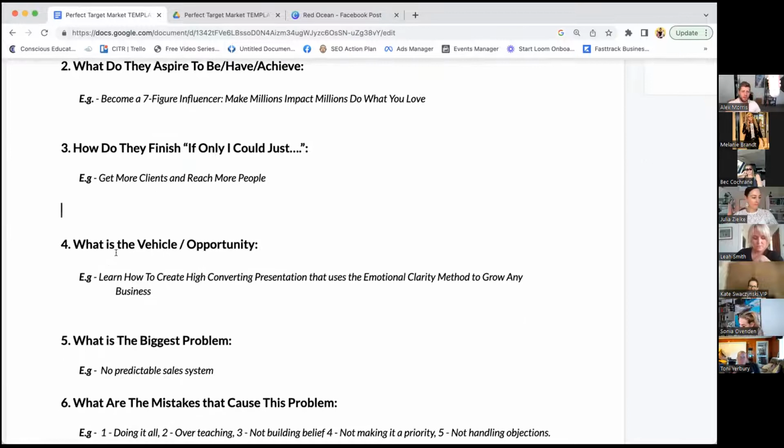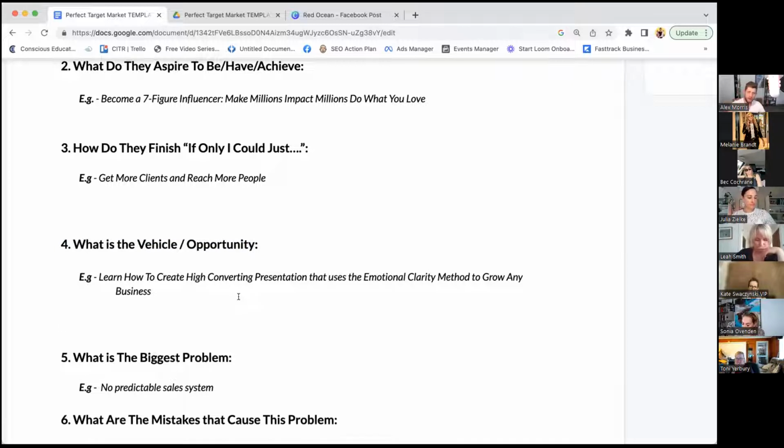So what's the vehicle? What's the opportunity? This is your solution. Your solution is basically whatever that is. For example, most of them would be programs, services, programs that you're taking people through. Talk about your program, your service. If you're in network marketing, talk about the business opportunity and the products.